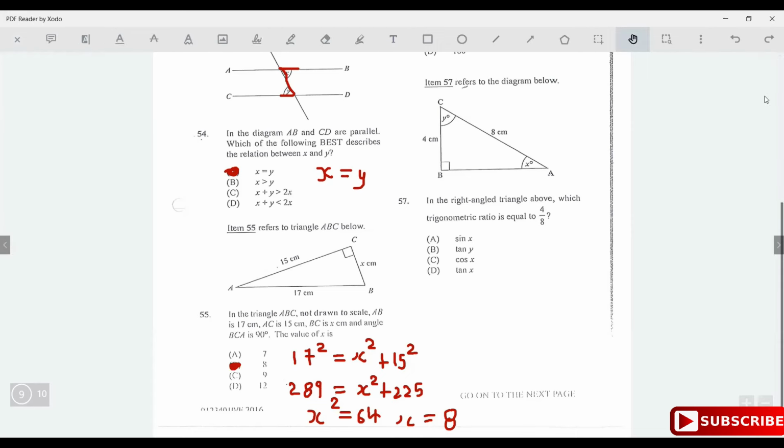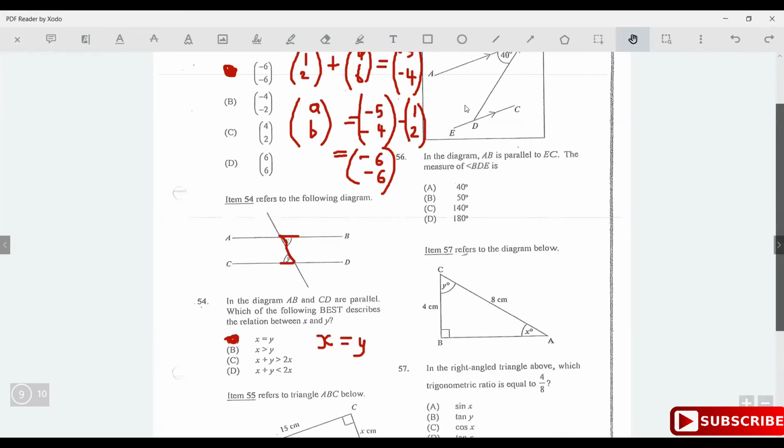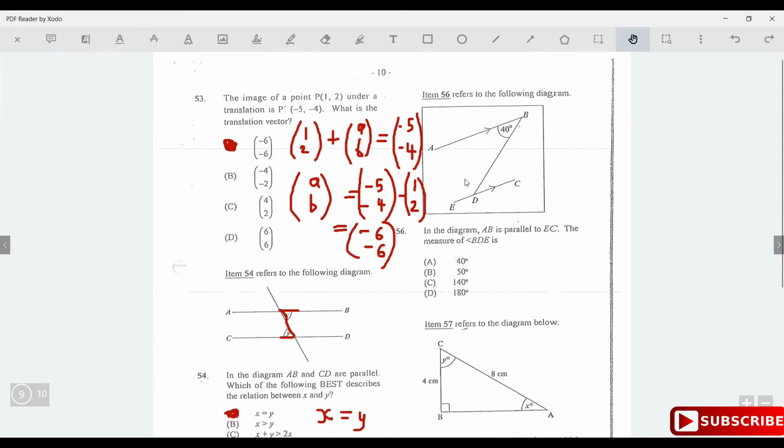Moving straight along. It says this refers to the diagram, and it tells us that AB is parallel to EC. So these two lines are parallel where they put the arrows. Since they're parallel, alternate Z angles are equal. So I can tell you that right here is 40 degrees.